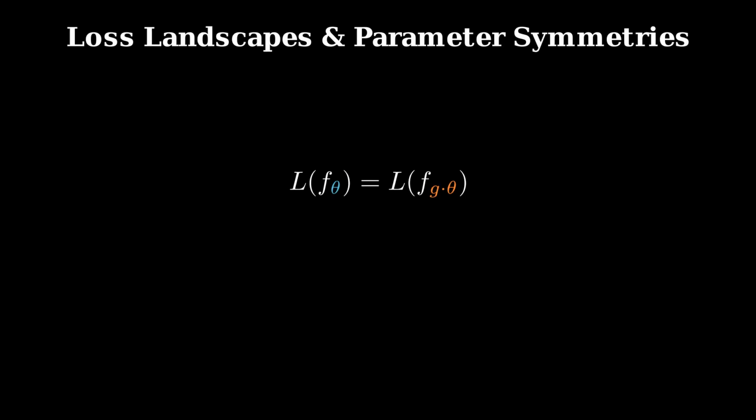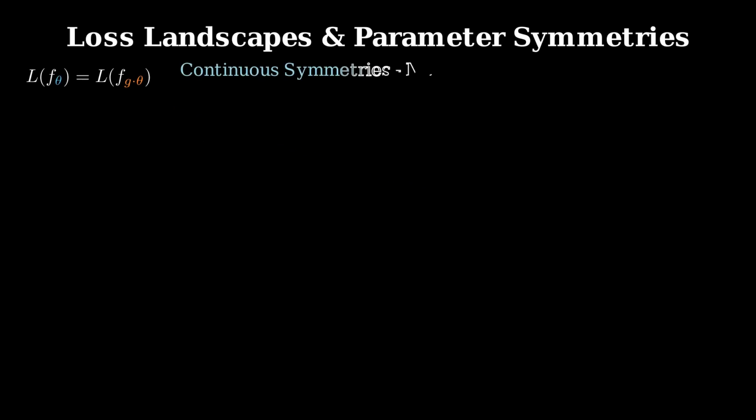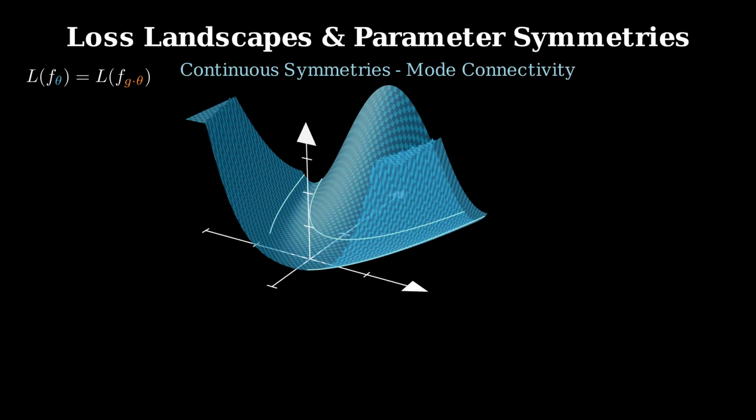The core equation of parameter symmetry states that, if theta is a local minimum providing an optimal loss, then applying a symmetry transformation G results in a new state that preserves the exact same loss value. Observe this smooth three-dimensional loss landscape. At the base of this quiet valley, we find two local minima, theta A and theta B, highlighted here. Thanks to continuous symmetry, these points are actually connected by a path of invariant low loss. This is the phenomenon of mode connectivity.